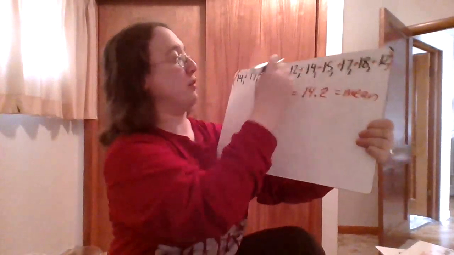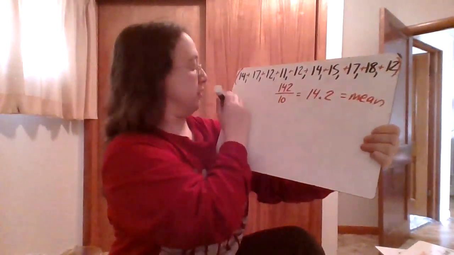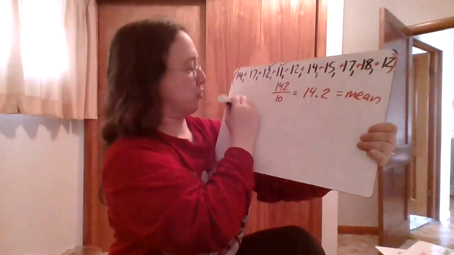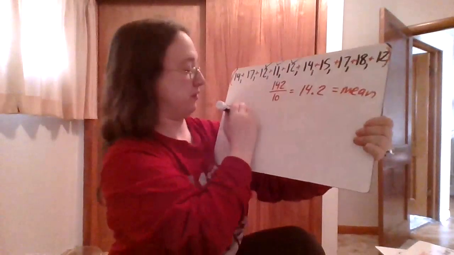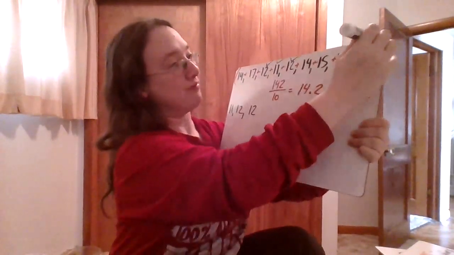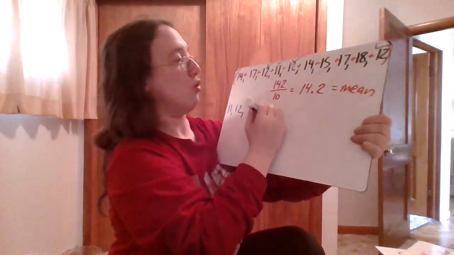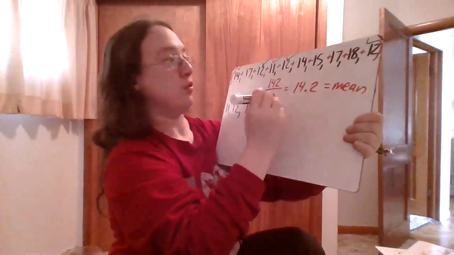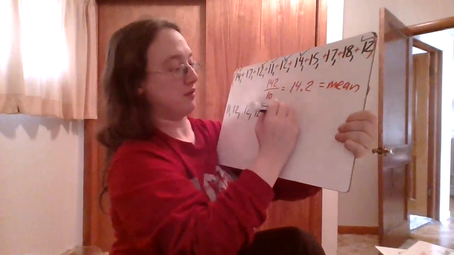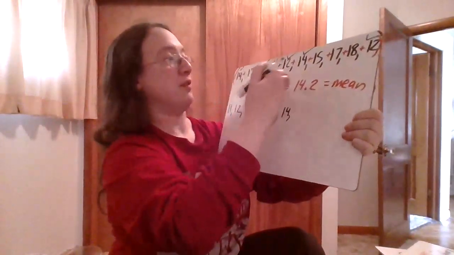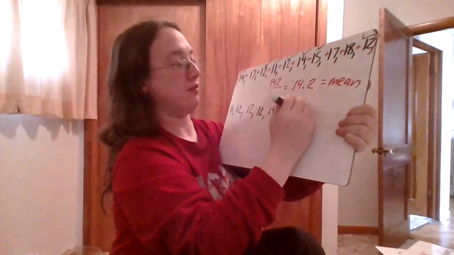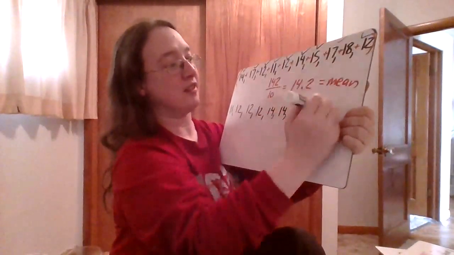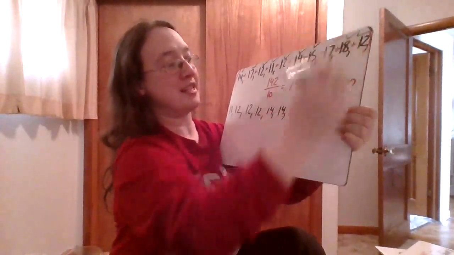So we're going to go with, we've got 11, we've got 12, and I'm just going to put a little check mark by these once we got them. So we got 12, we got another 12, we've got another 12, we've got 14, we've got another 14, we've got 15, we've got a 17, we've got a 17, and we got an 18.